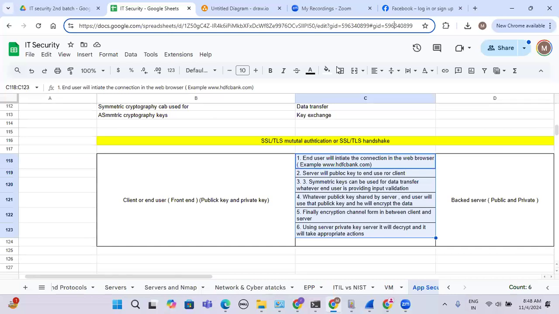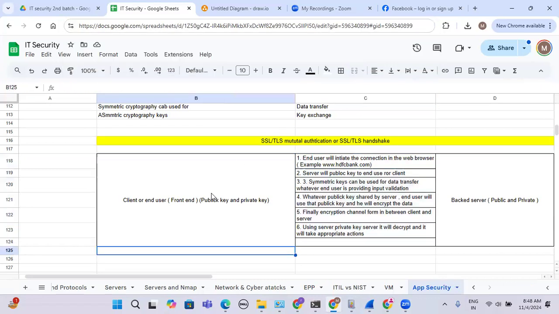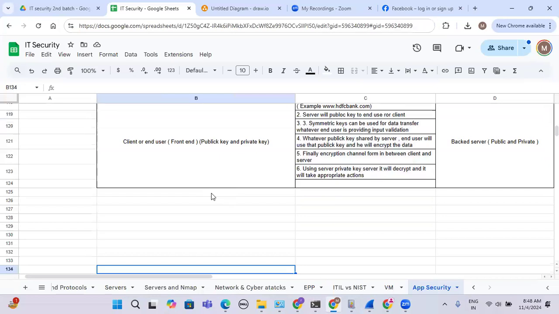Now, if we want to mitigate this, what do we have to do? Any idea? You have to use a digital certificate. Yes, we have to use SSL/TLS certificates. That is where the digital signature algorithm concept and digital certificates come into the picture. So before going to digital certificates, what is the drawback here?